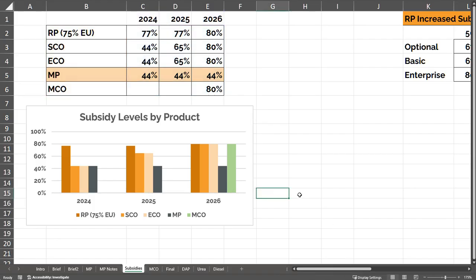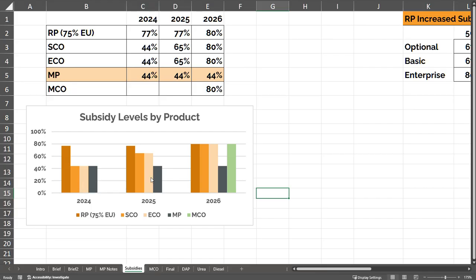With the big changes in the big beautiful bill, I think it's really important to talk about subsidy levels for all of these products, including margin protection and the new MCO product. So in 2024, all of these county-based supplemental products, including margin protection, were subsidized at around 44%, depending on what level you took. But if you took it at the highest level, you were getting a 44% subsidy.